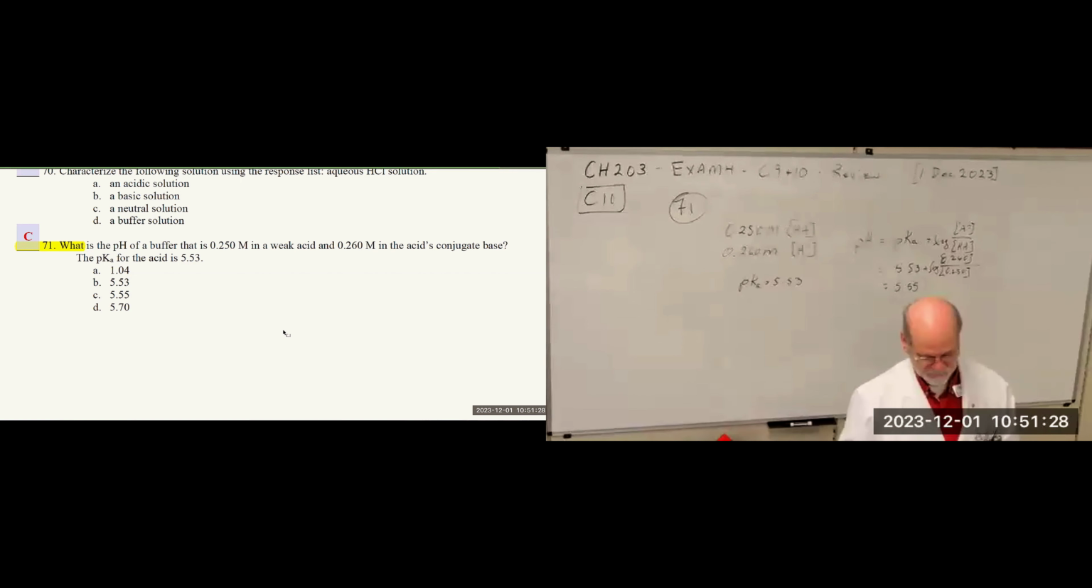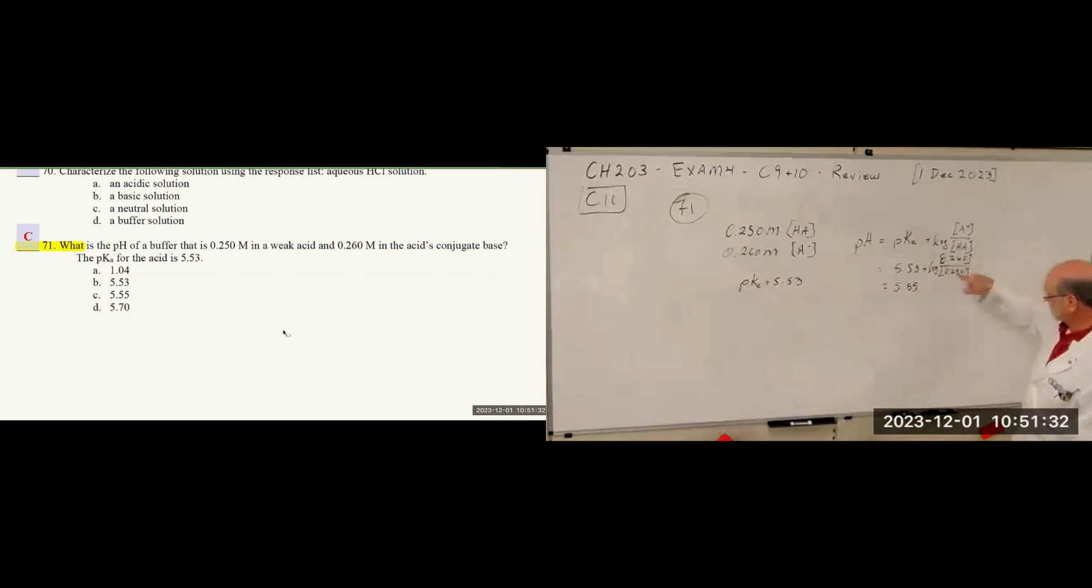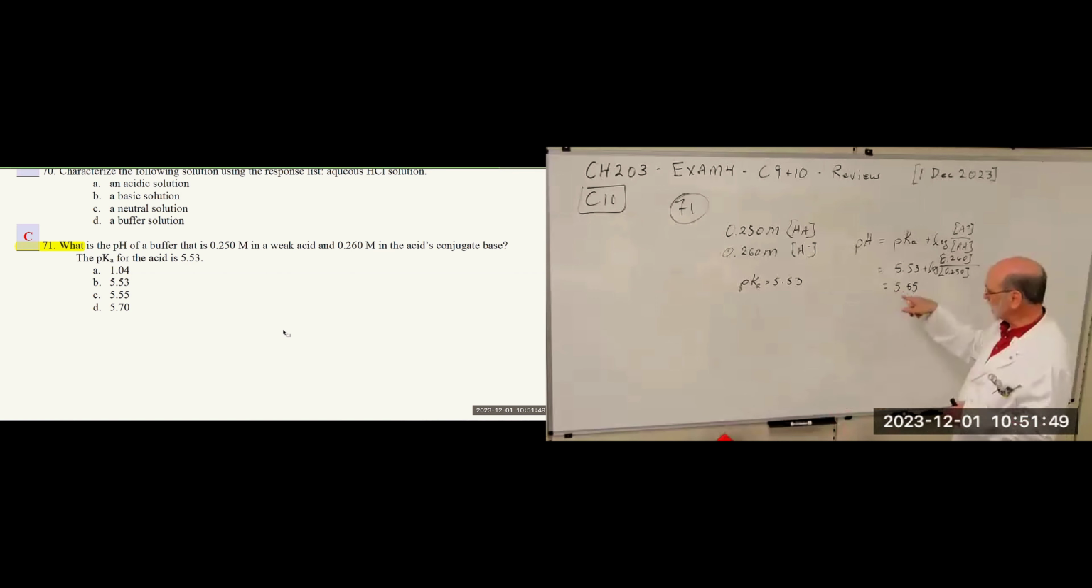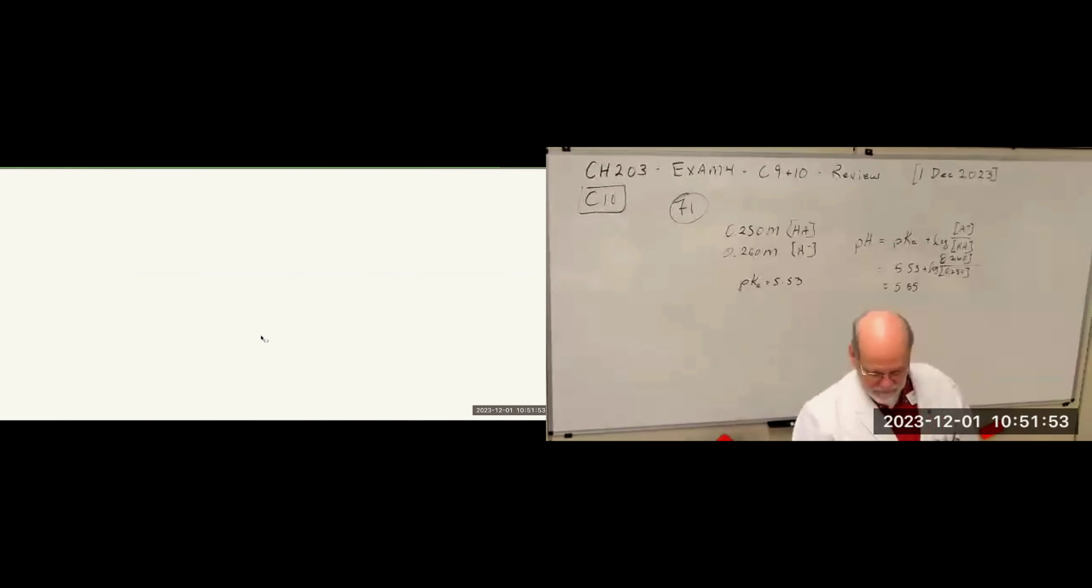Now, if these concentrations are equal, that term drops out, right? The log of 1 is 0. 10 to what power is 1? 0. So that drops out, and then the pH would be the pKa. That's the ideal buffer pH for a weak acid, equal to its pKa. I think that's it, isn't it?